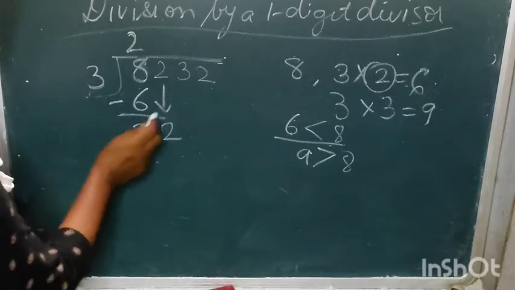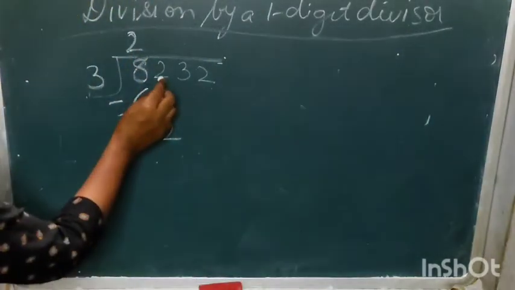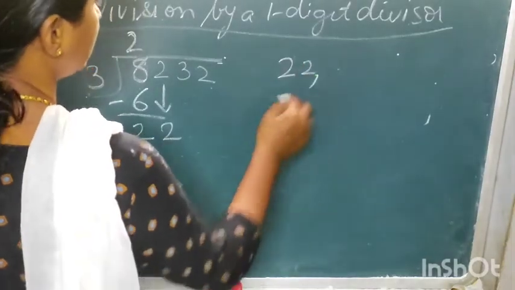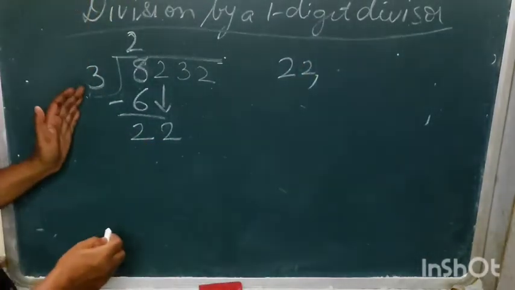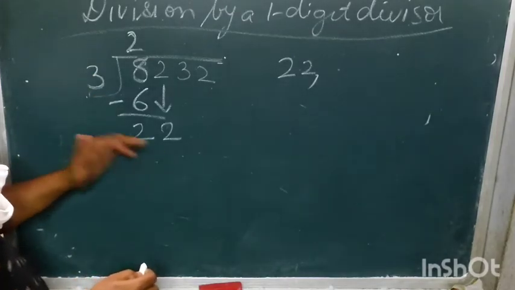2 is less than 3, so we have to bring the next digit. Bring the hundreds place digit 2 down. Next is 22. So we have to find out 3 multiplied by how many times gives 22.